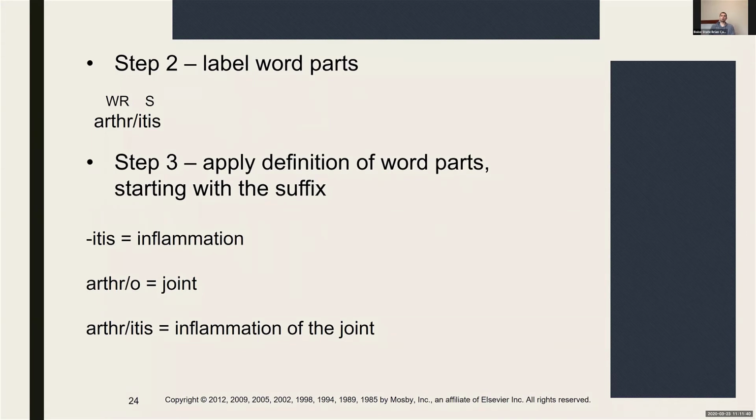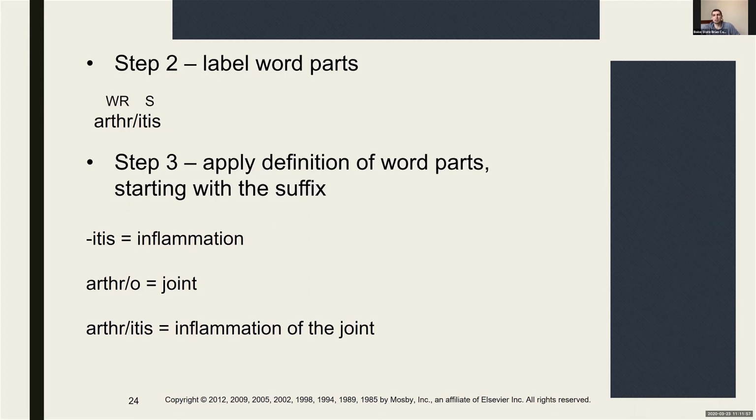Step two, then we're going to label these word parts. So if we look at that first example of arthritis, then we just have the word root of arthr and itis as the inflammation. And so that's going to be the suffix. Then we're going to do step three, and that's write that word out.